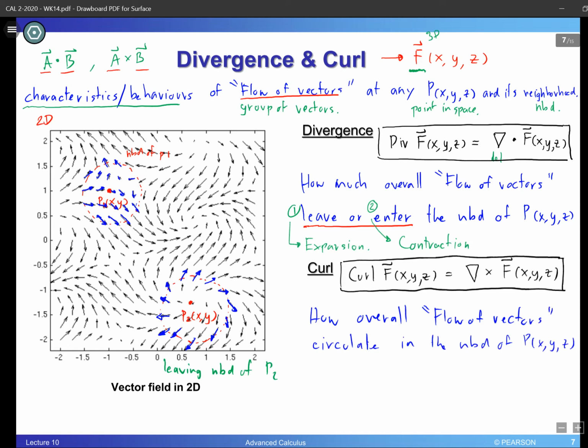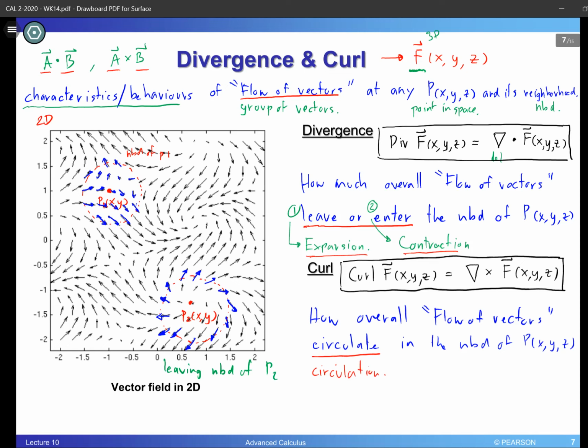Okay. Before, the keyword is about expansion. For the divergence, it's about expansion or contraction. But now it's about circulation for the curl. So right here we have this circulate. So it's going to be about circulation. That curl can tell us about the behaviors in the space. Okay, what does it mean by circulation in the space, in the vector field?